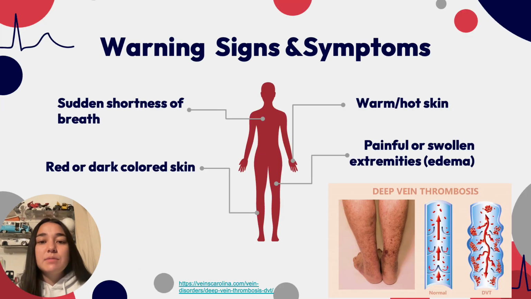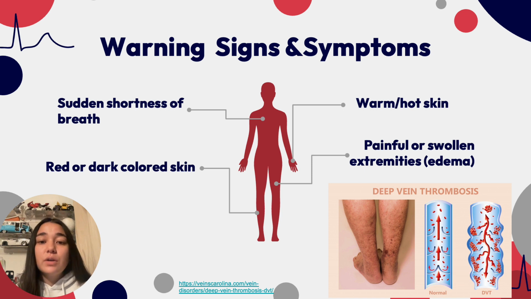There are many signs and symptoms that vary across gender and individuals. Some include sudden onset of shortness of breath, skin that is warm to the touch, discoloration of the skin, typically red or darker, and painful or swollen extremities known as edema. However, some people display asymptomatically.